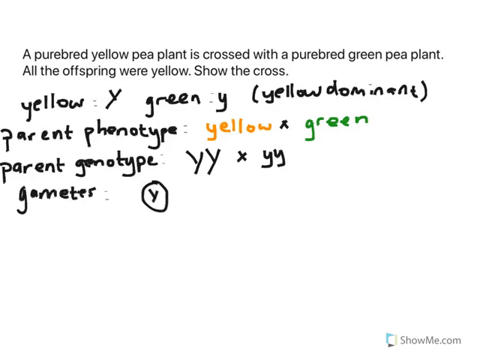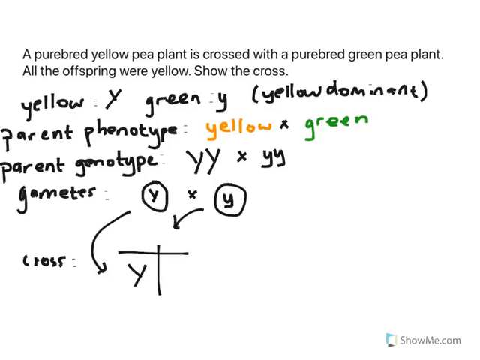So only one of each of the alleles can go into the sex cells. So the capital Y parent can only have gametes with a capital Y, and the little y can only have gametes with small y's. This here is a cross that I'm doing. The gametes are put along the sides, and then you just bring down the letters and bring them across, so you have capital Y, lowercase y. This will show you the possibilities of what the different offspring may be.